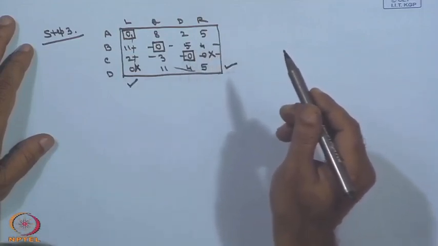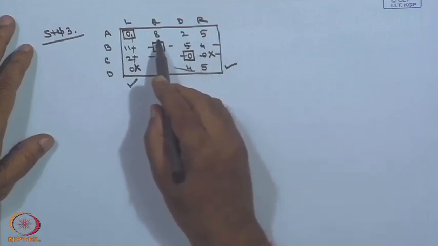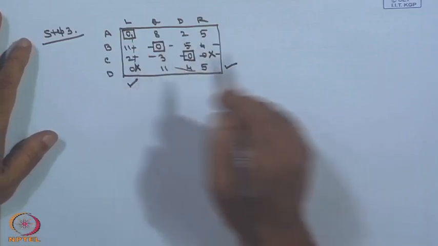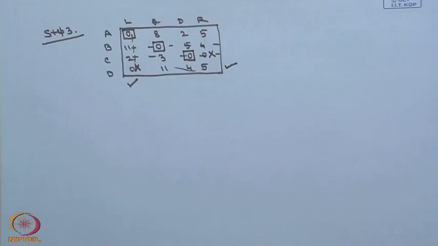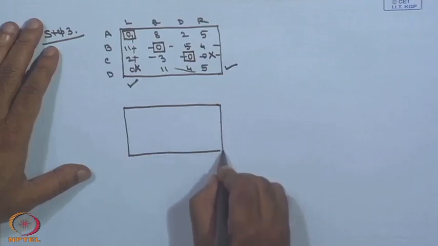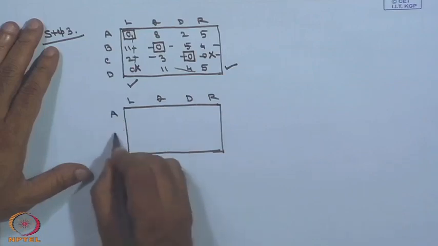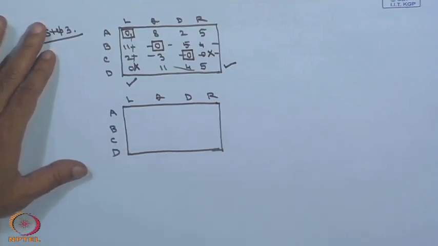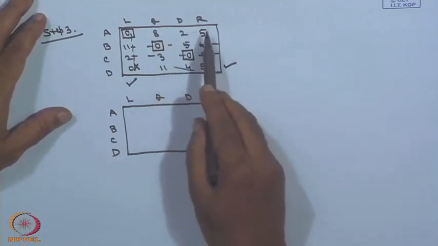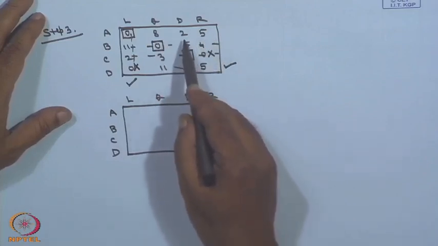So, what are the uncovered elements? Uncovered means which are not passing through the straight line. The elements are 8, 2, 5, here it is 11, 4 and 3. The minimum of these elements is how much? Minimum of these elements is 2. So, what you do now? In the next table, you are having L, Q, D and R, A, B, C and D. So, for the uncovered elements, which are not covered by the straight line, 8, 2, 5, 11, 4 and 3, you are finding the smallest element, which is 2.